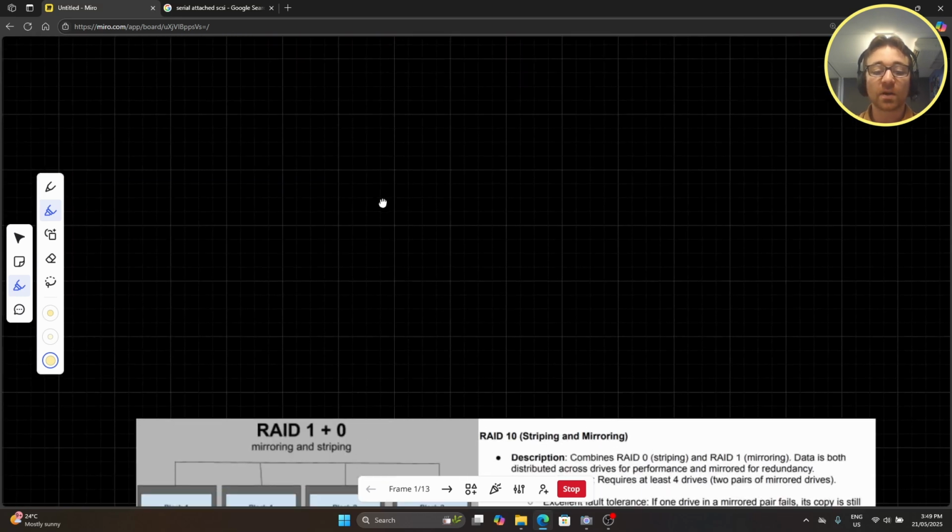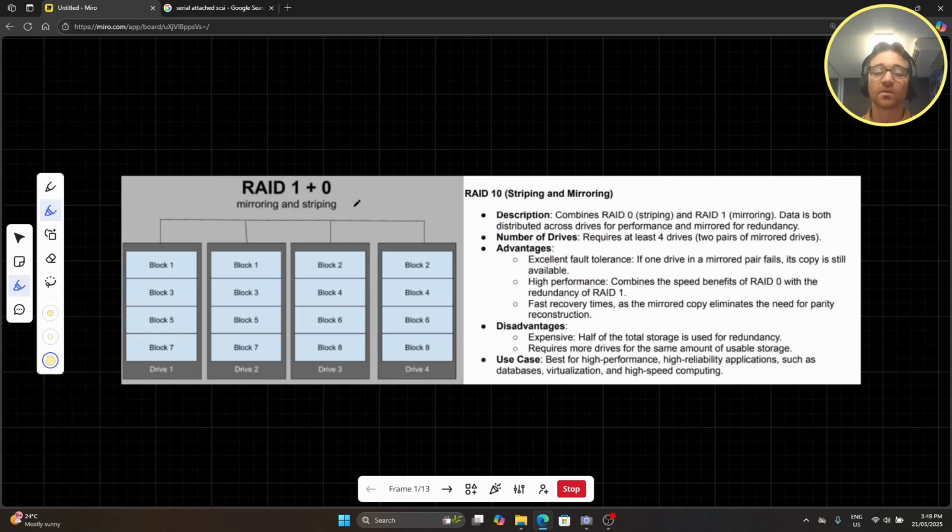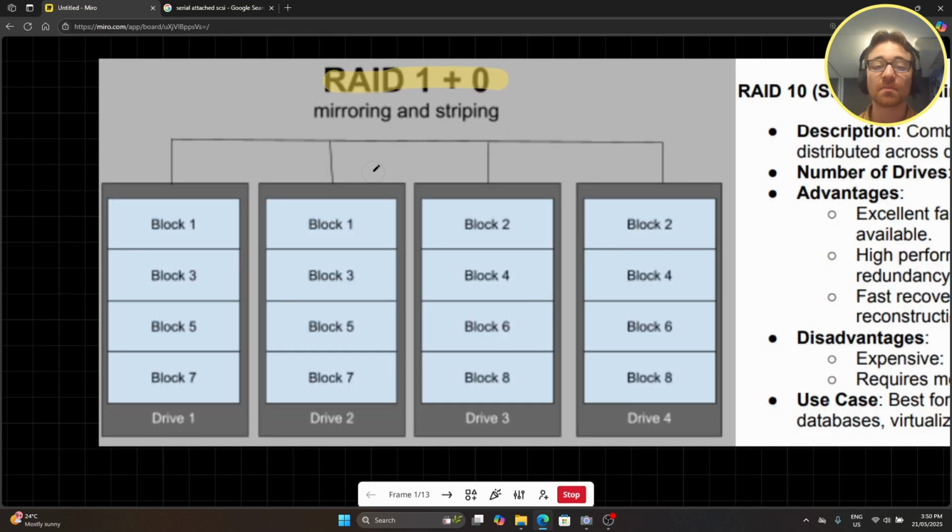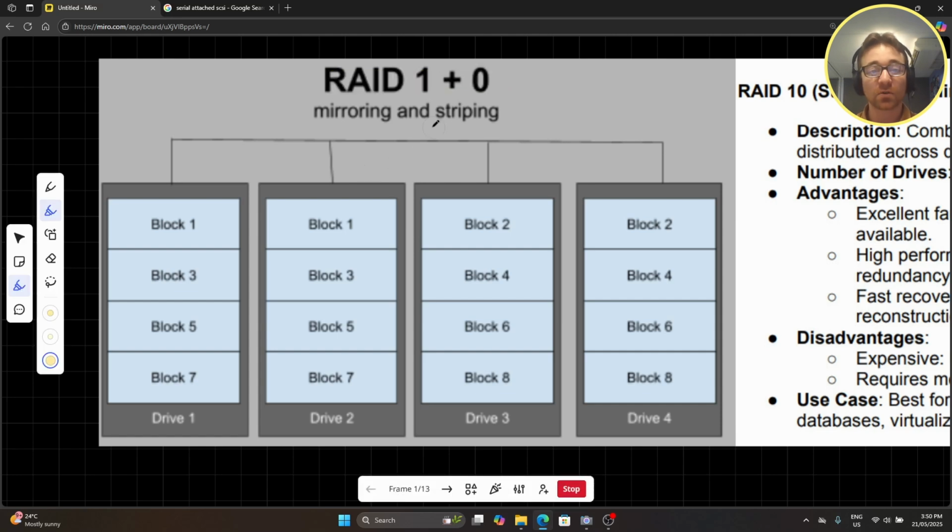That being said, we're going to go on to the last one, which is RAID 10 or RAID 1+0. Now, RAID 10 is the best of everything we've talked about so far. The reason we call it RAID 1+0 as well as RAID 10 is because it is basically taking RAID 1 and RAID 0 and combining all of the good things about them together.